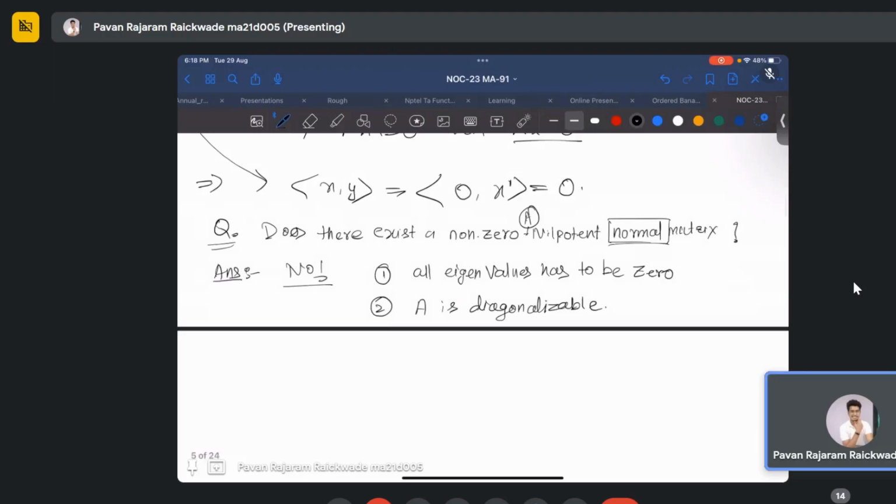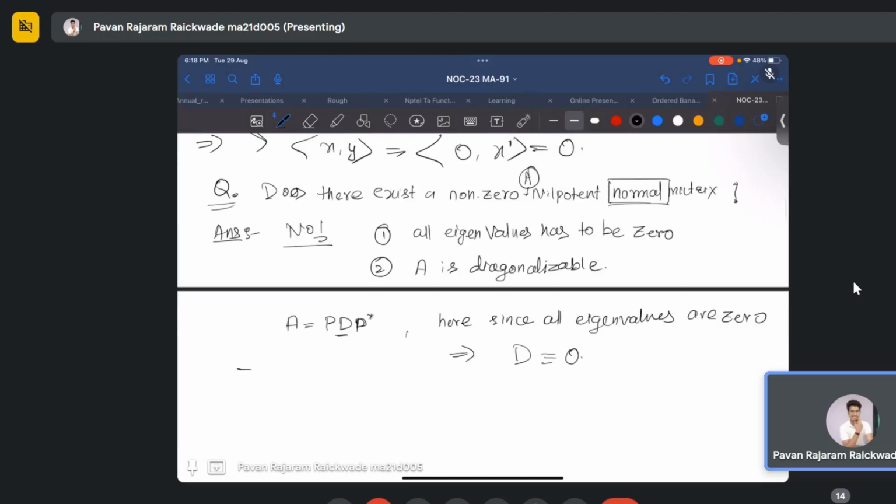If A is diagonalizable, you can find a matrix P such that A equals PDP star, because it's normal, right? Now what is D? D will have diagonal entries which are eigenvalues. But here, since all eigenvalues are zero, D is the identically zero matrix. Then what will A be? P times the zero matrix times P star, which is zero. So by using these two conditions directly we get the answer.